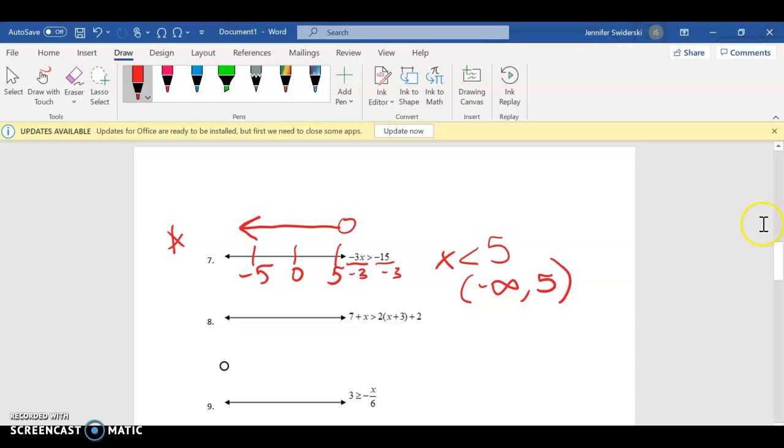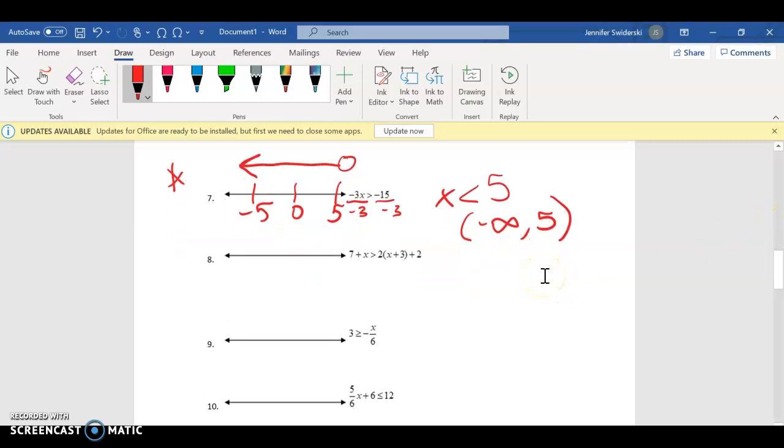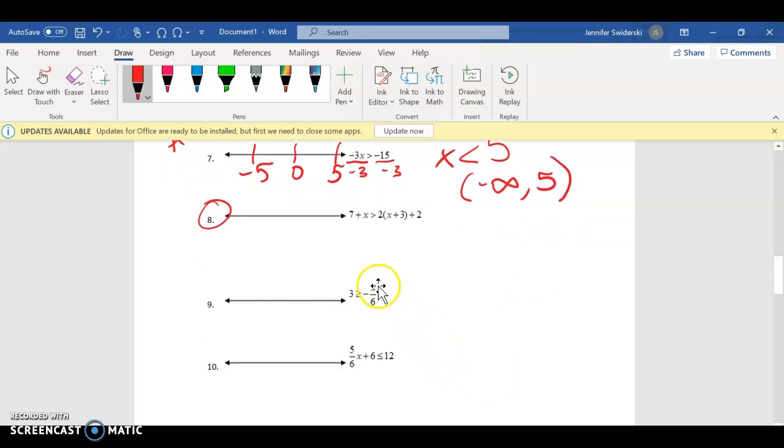We'll talk about verifications here tomorrow. I'm going to have you guys try 8. I'm going to hop in on 9. So again, we want to get x by itself. It's -x/6, so I'm going to multiply both sides by -6.